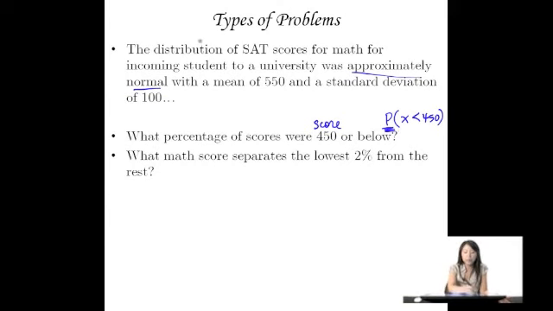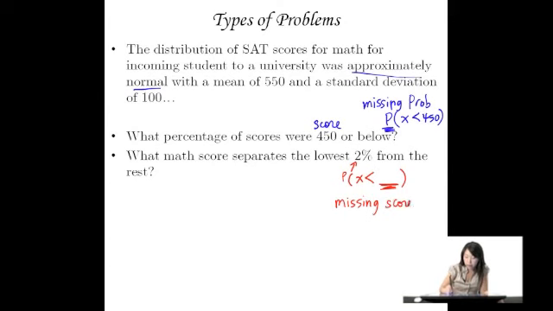Another question they could ask you is with the same prompt above, but they could ask you, what math score separates the lowest 2% from the rest? Here, they give you the probability, right? And what they actually want you to find out is what is the score. So what is this blank right there, right? So here, we're missing the score. So here I'll write missing probability, right? And here, we're missing score or value.